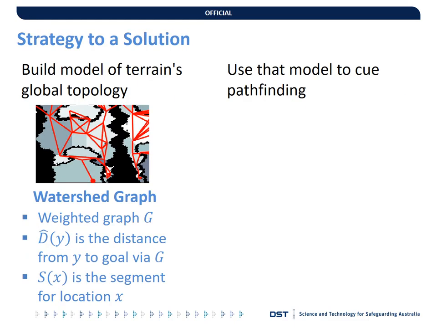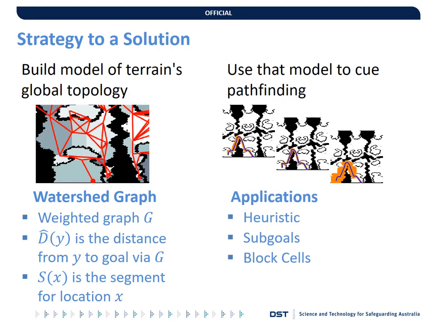The output is the watershed graph, a distance to the goal from each node, and a segmentation of the accessible cells. We now use the model to cue pathfinding. There are 3 applications of the watershed graph that I could think of or that I could see in the literature: set a heuristic, set subgoals, or block out cells.